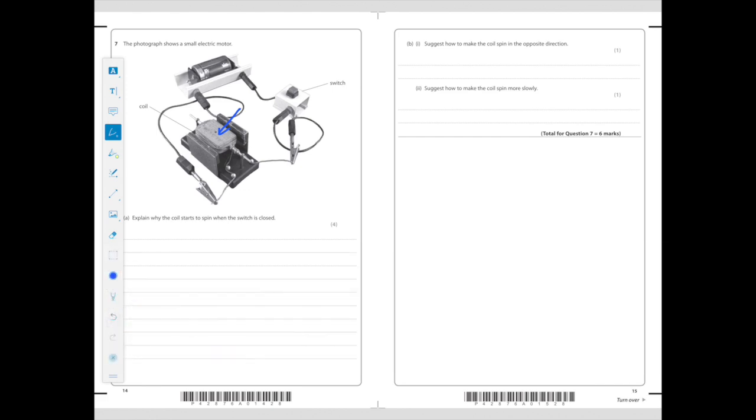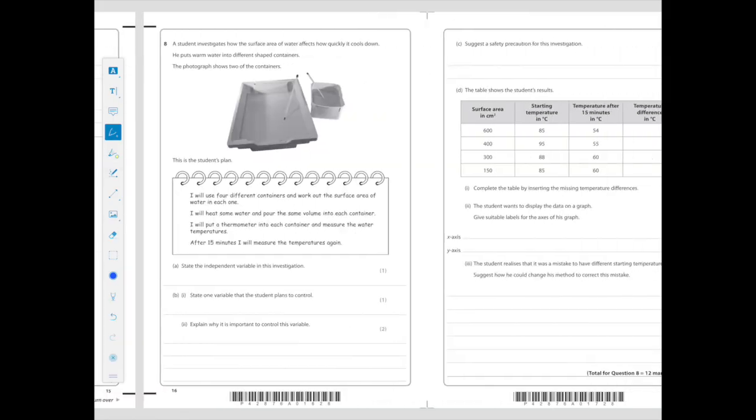Suggest how to make the coil spin in the opposite direction. The obvious thing here is to switch the direction of the current, or you could have swapped the magnets over. Suggest how to make the coil spin more slowly. So how do we weaken that magnetic field? Well, we can reduce the current. You could also reduce the voltage or add a weaker magnetic field, which is harder to quantify.